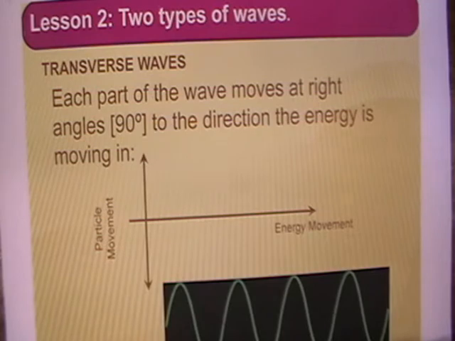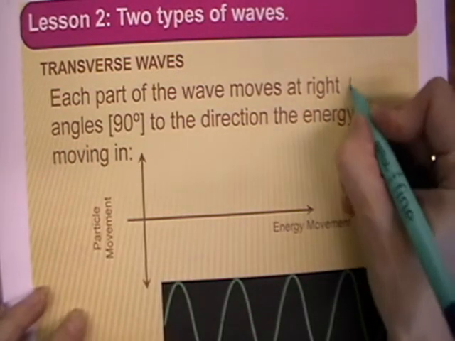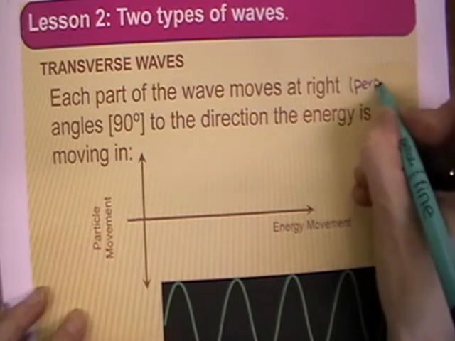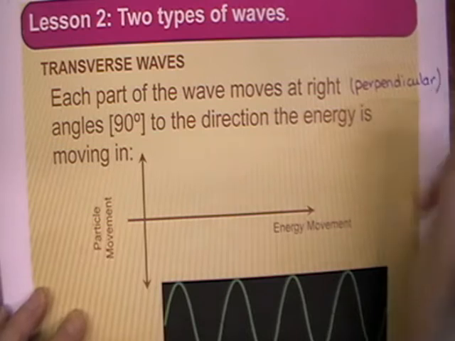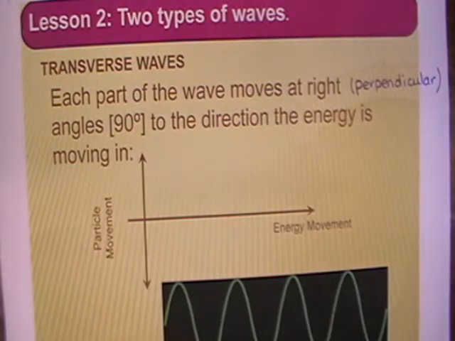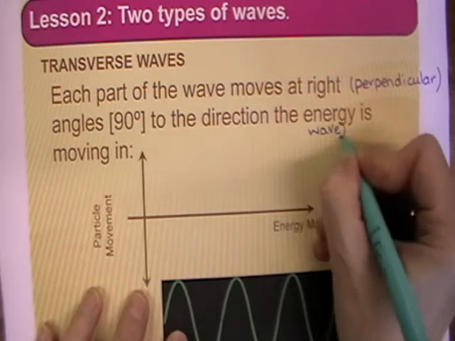in the wave moves perpendicular or at right angles. So another word we could put in there is perpendicular. It's a maths word to use, of course. It means at a right angle, perpendicular to the direction the energy or the wave is moving in. So we could put in wave there instead.